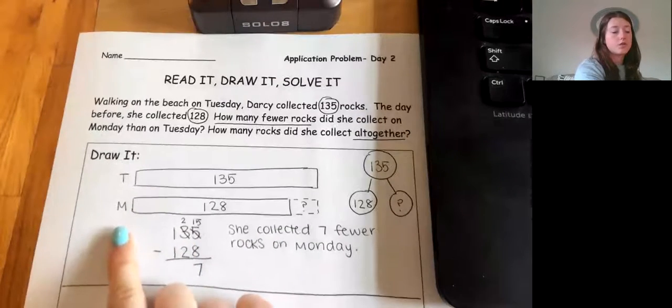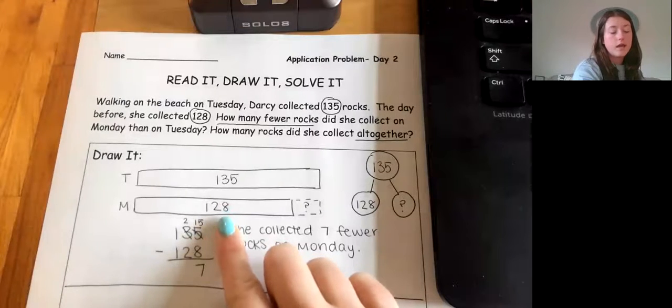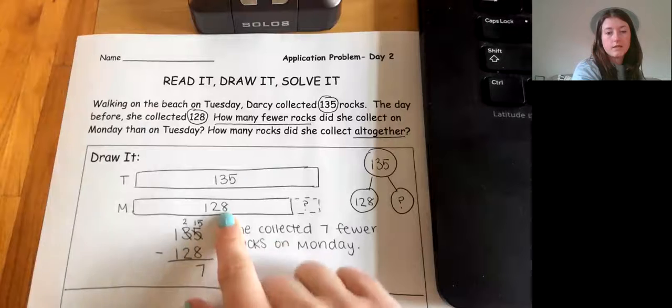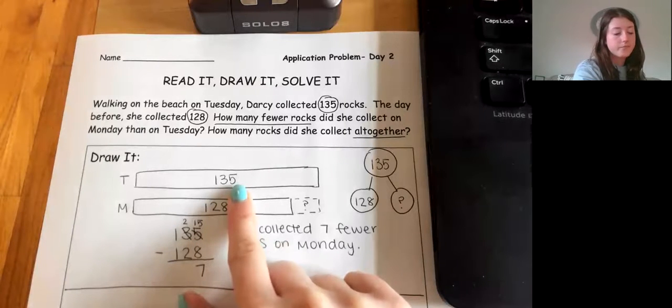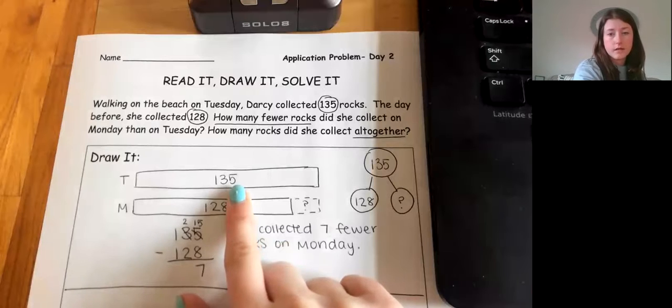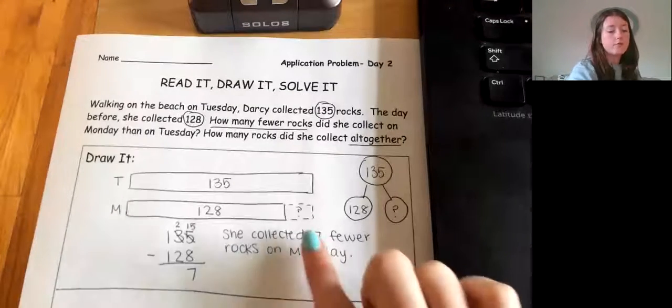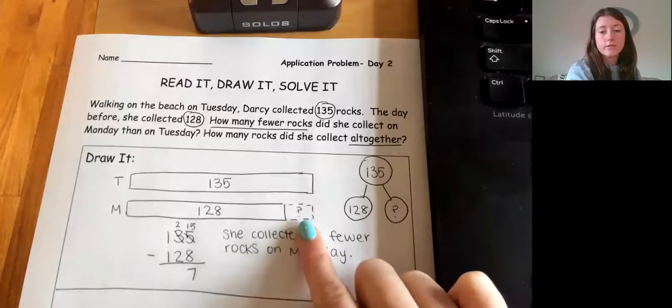On Monday, I knew she collected 128, and this part was a little bit smaller just because we know 128 is less than 135. It was asking us to figure out how many fewer rocks she collected on Monday than on Tuesday. So I knew that I was going to have to solve for a missing part. So when we're solving for a missing part, remember that means we're doing subtraction.